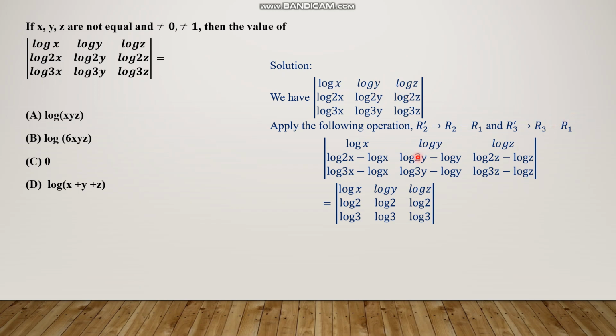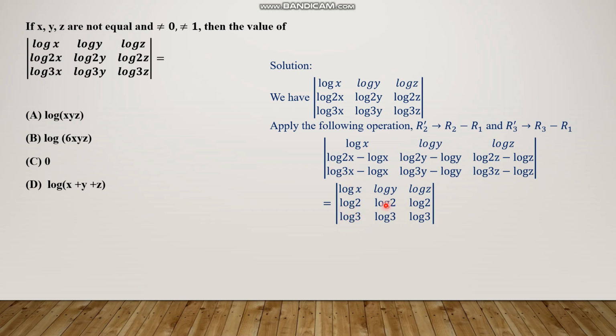And R3 minus R1 will give us log 3x minus log x, log 3y minus log y, log 3z minus log z. And we know that log 2x minus log x, when you simplify this, log 2x is nothing but log 2 into log x. We can write it. This will be divided by log x. So log x and log x get cancelled. We are left with log 2. Similarly, all the values are log 2. And in the third row, we get the values as log 3.